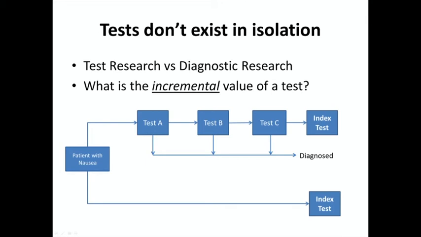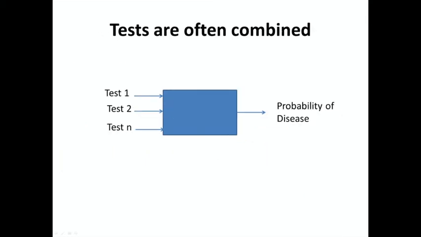When you look at a test in isolation, which is sort of an artificial context, the test could look pretty useful because it's adding a lot of information. But in reality, it may add very little incremental information. And tests are often combined, right? We use a bunch of different tests, and trying to unravel the individual contribution of one test is hard, because results can often be correlated.